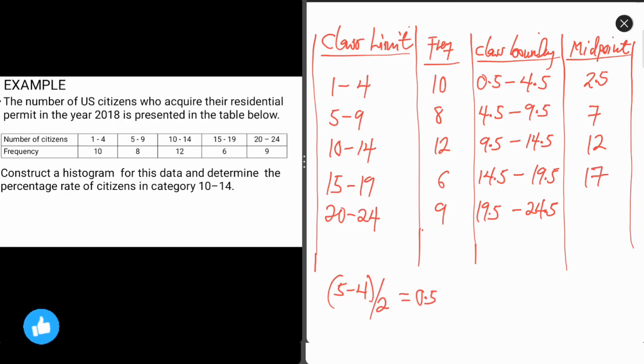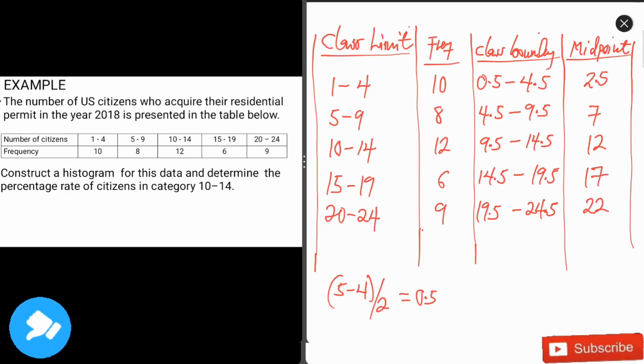And then you have here to be 44. 44 divided by 2 should be equal to 22. So you can clearly see that the first one was 2.5, second one was 7, 12, and then in that order. So let's take note of that. So that's how we determine the class midpoint. So that's how we got our class midpoint.